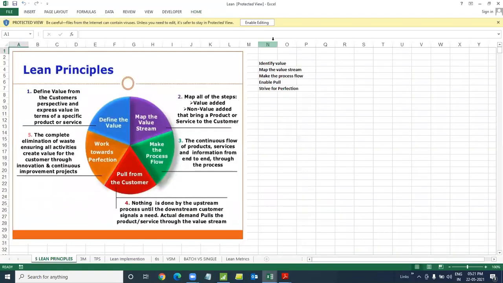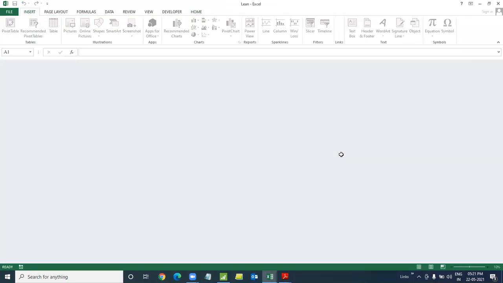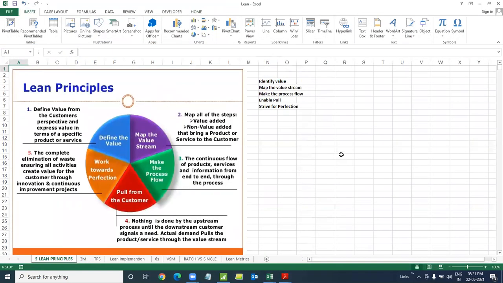Now, with respect to lean, lean has 5 different principles. Like we have five phases in Six Sigma: define, measure, analyze, improve, control. Similarly, lean has 5 different principles, which are identify value, map the value stream, make the process flow, enable pull, and strive for perfection. So lean gets implemented in these 5 different phases only.